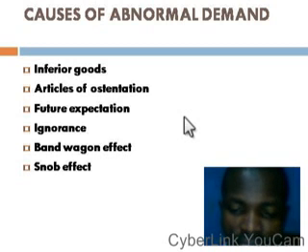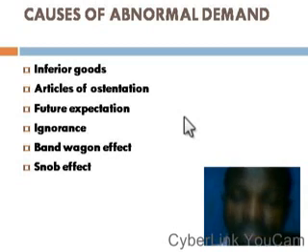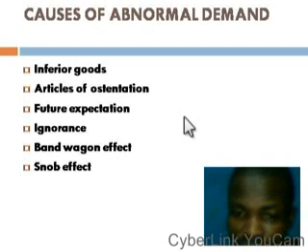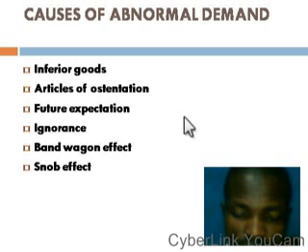We said it is the type of demand that violates or does not abide by the laws of normal demand. A situation that arises when price increases, the quantity demanded also increases. We said an abnormal demand curve slopes upward from left to right. Then after that, we considered the factors, the causes of abnormal or exceptional demand. We looked at inferior goods, articles of ostentation, future expectation, ignorance, bandwagon effect, snob effect, and so on and so forth. This is where we are going to drop the curtains of today's class.